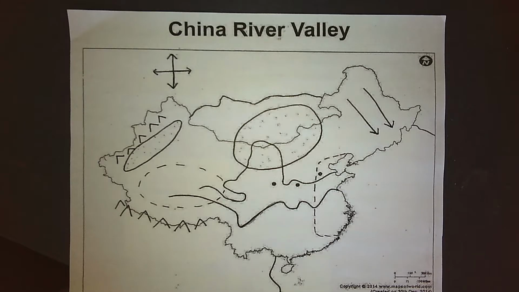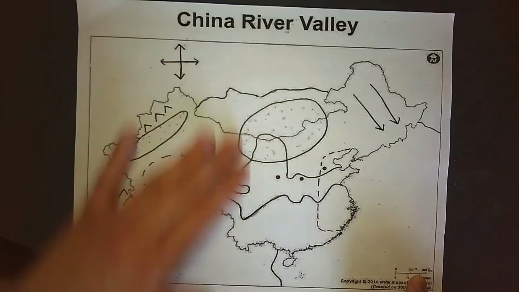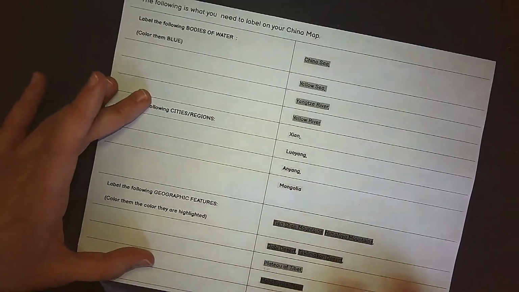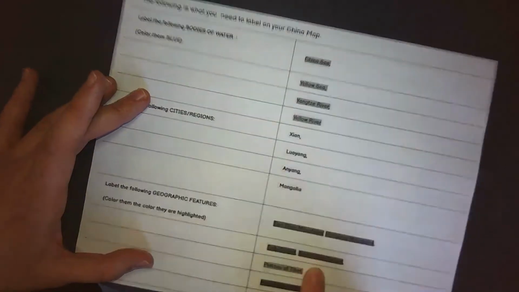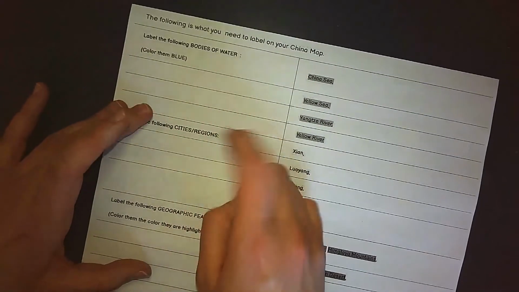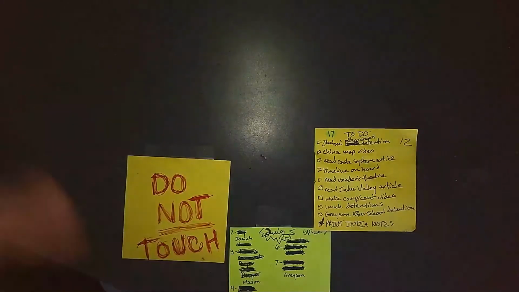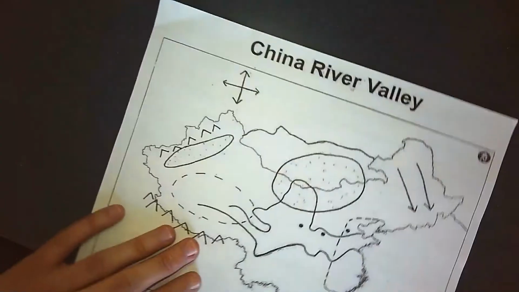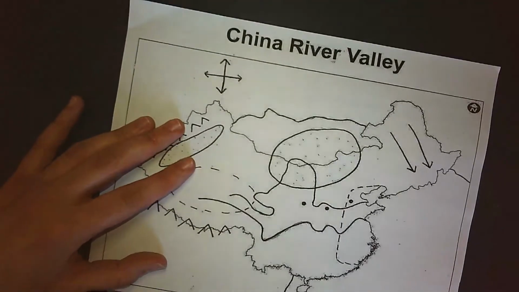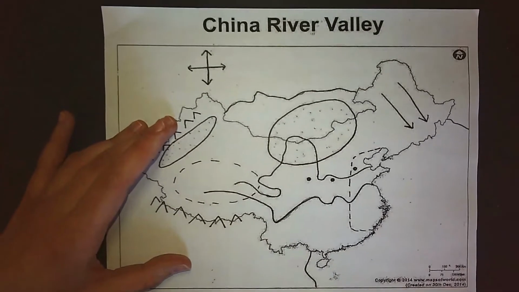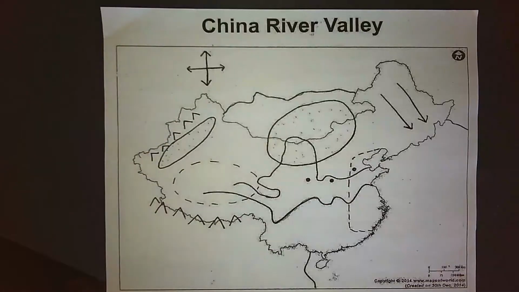You should have a paper that looks more or less like this. It's got a map of China. It's got a map scale down here, a compass rose up here that we're going to label, and on the back it should have all of the different things that you are going to be labeling. And it'll say what color to go through with most of them. So we're just going to go through this together, okay?